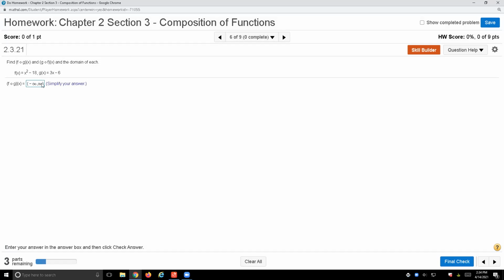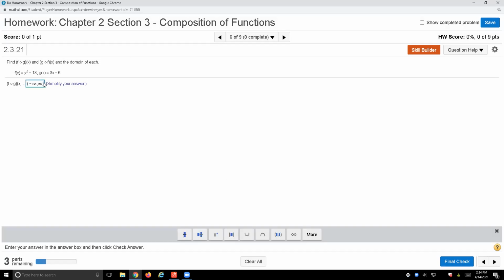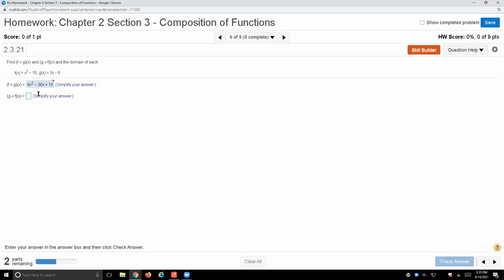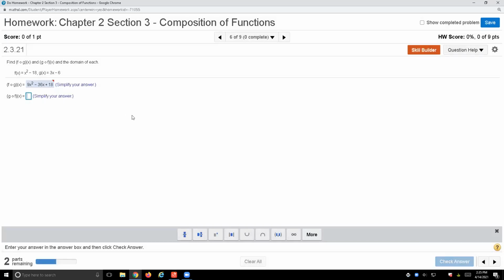Okay, it's a three-part problem. Yeah, I hate when I do this. Okay, what is f of g of x? That's f of g of x. That's exactly what it was. Yeah, so again, this is one of the limitations of online math. Because yes, it is f of g of x.